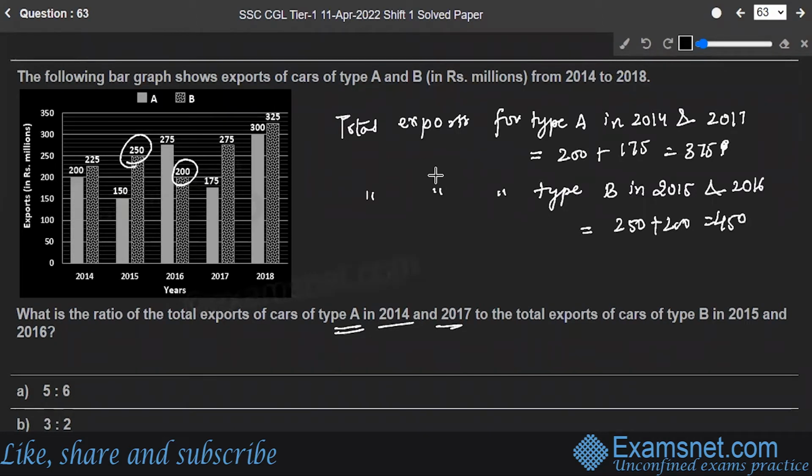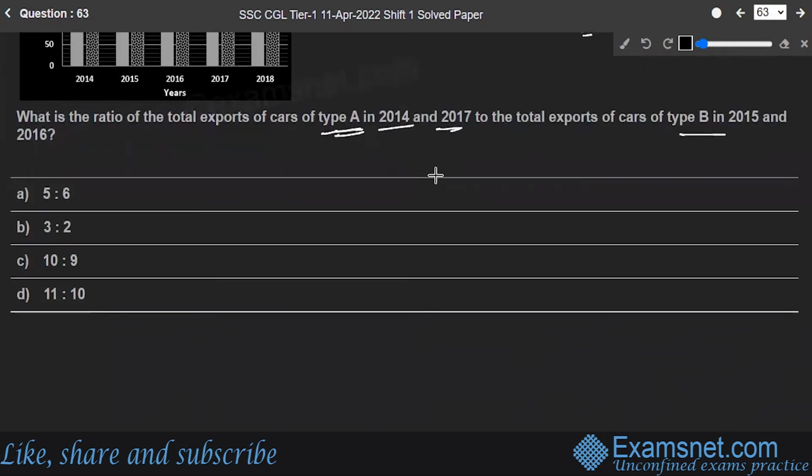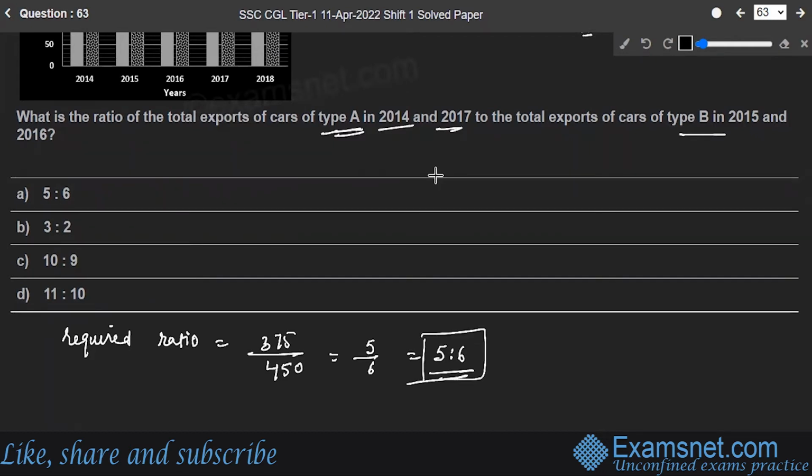Now you have to find out the ratio. What ratio you have to find out of type A and type B in these subsequent years? So required ratio is equal to 375 upon 450, that is equal to 5 upon 6, or this is equal to 5 is to 6. So they will cancel at the table of 25, and then subsequently it will keep on cancelling, and you will get a ratio of 5 is to 6. So the ratio of total exports of cars of type A in 2014 and 17 to the total exports of car of type B in 2015 and 16 is 5 is to 6.